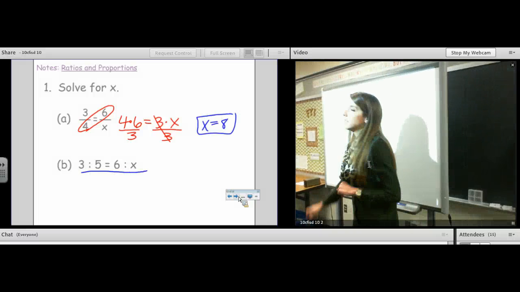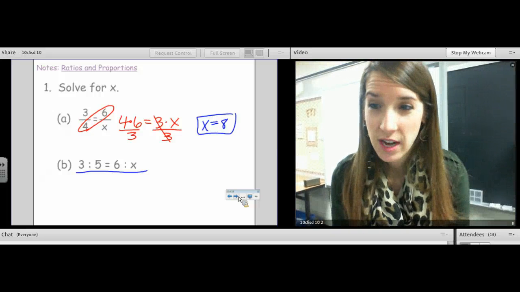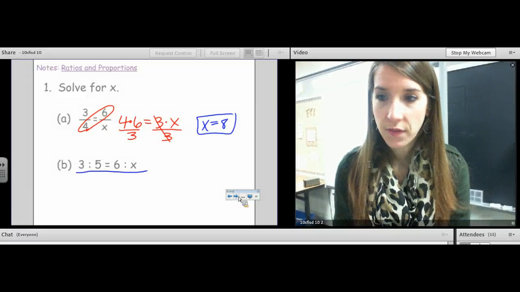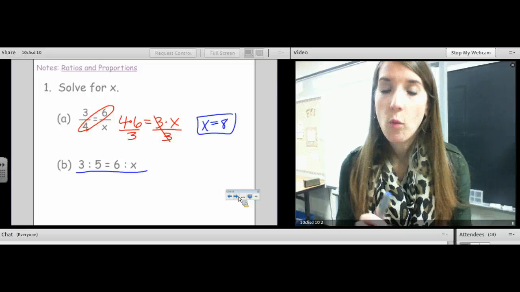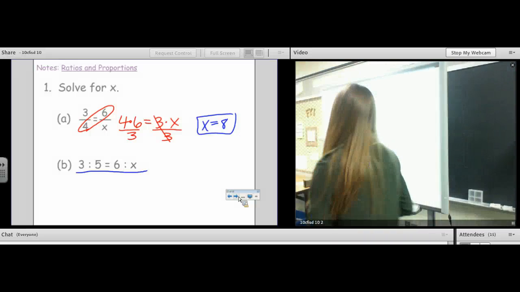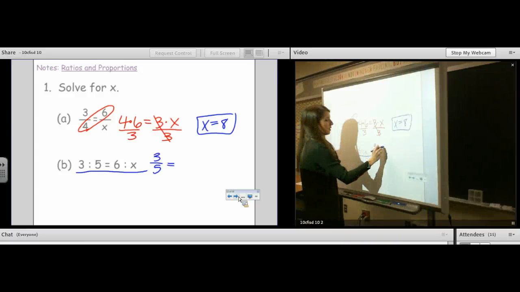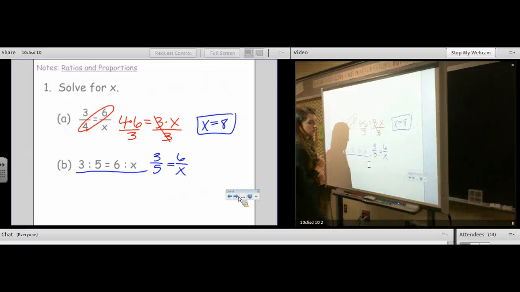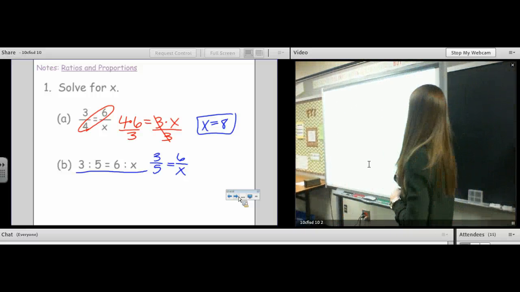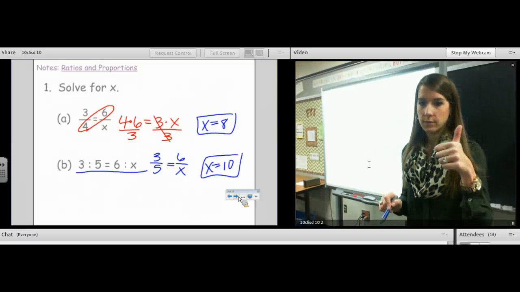This one, a lot of students have trouble with because they're scared to set up the proportion. They're scared they're going to do it wrong. But just remember, the first number is the numerator. So I would 100% rewrite this as a fraction. 3 is to 5 as 6 is to x. 5 times 6 is 30. 30 divided by 3. Yep.